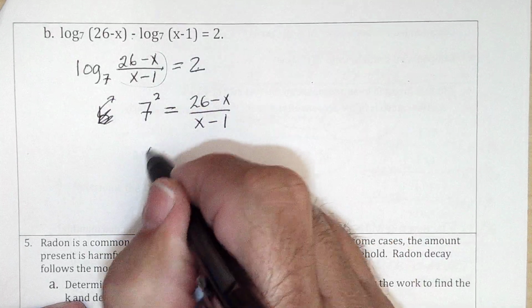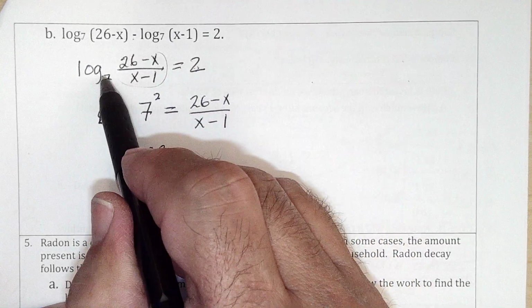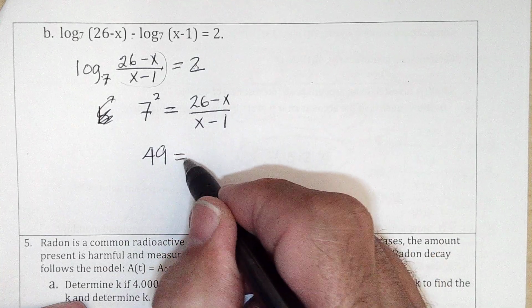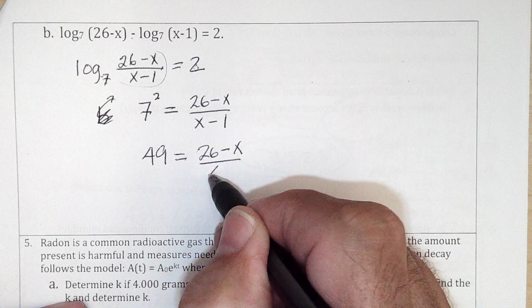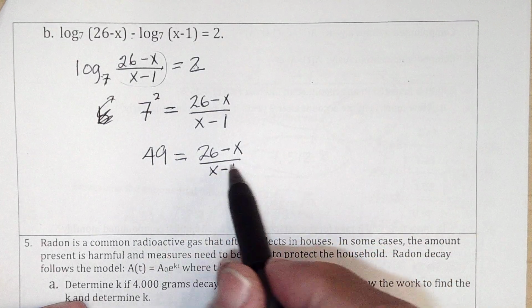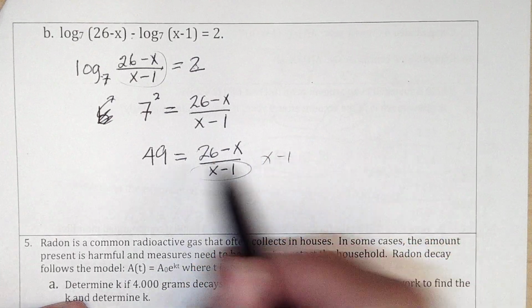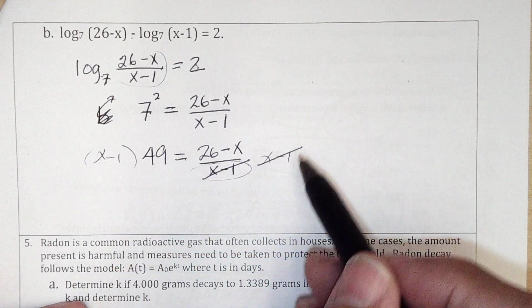Seven squared is 49. And a lot of people got these backward. They said 2 to the 7th. No, it's 7 to the 2. Equals 26 minus x over x minus 1. Now if I want to solve for x, I'm going to multiply by x minus 1. And these cancel.